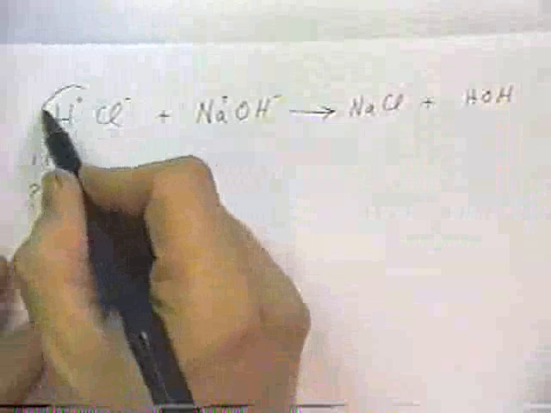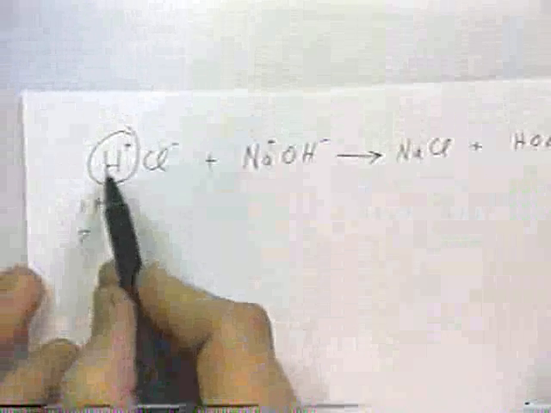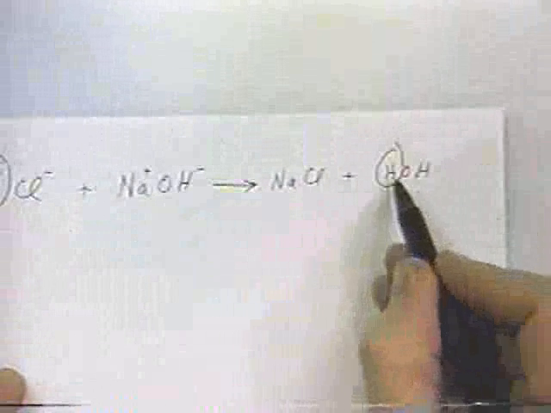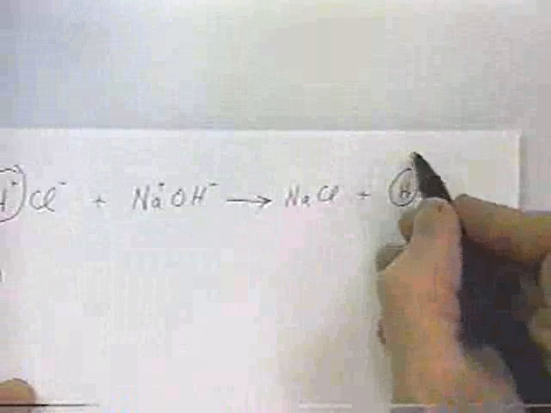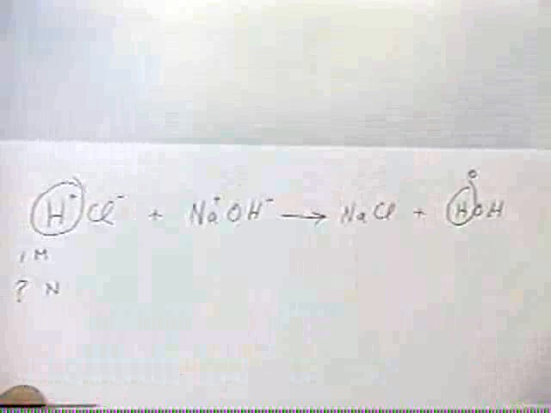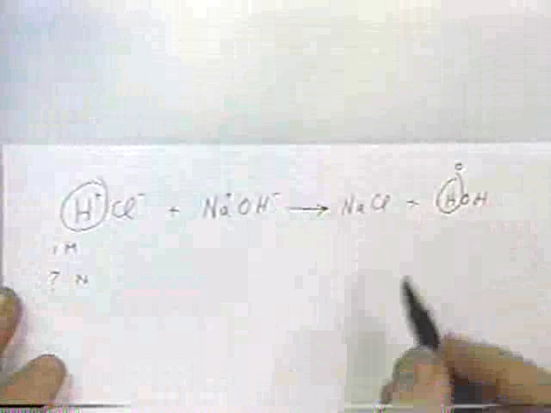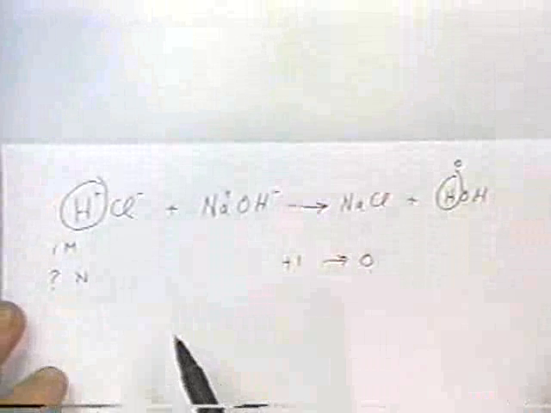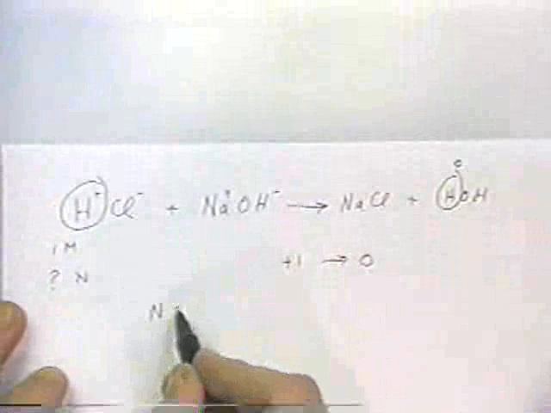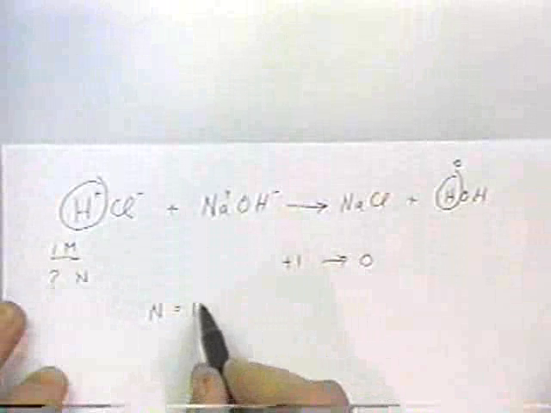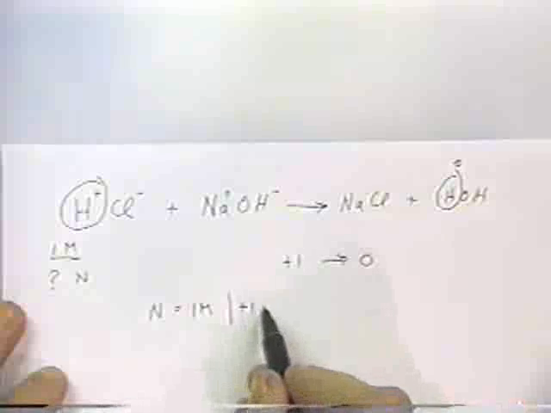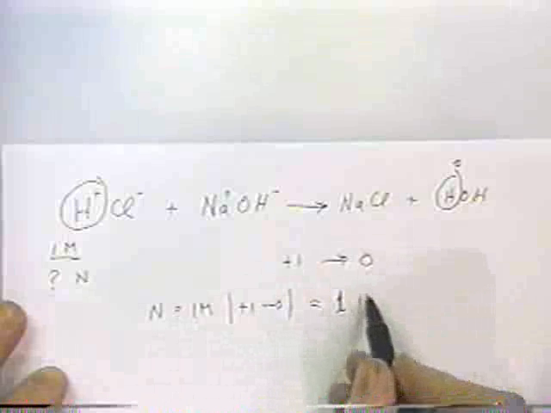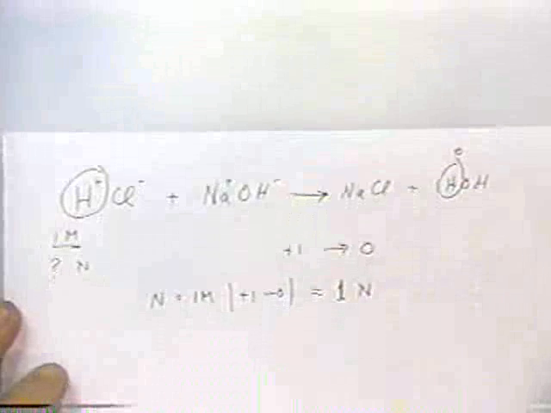If I have a 1 molar solution of hydrochloric acid, my question is, what is the normality of that solution? Well, if you take a look at what's happening here, I've got a hydrogen with a +1 charge, and when it reacts, when it forms a covalent bond with water, it essentially has a 0 charge. So the change in valence is from +1 to 0, and using Holtzapfel's definition, the normality is equal to this 1 molar times the change in valence, and so that 1 molar solution would be a 1 normal solution.